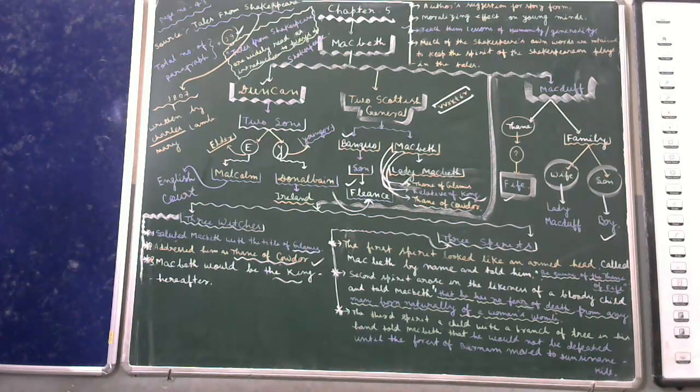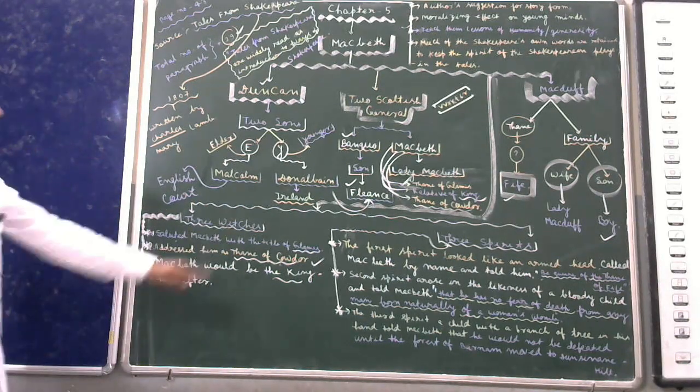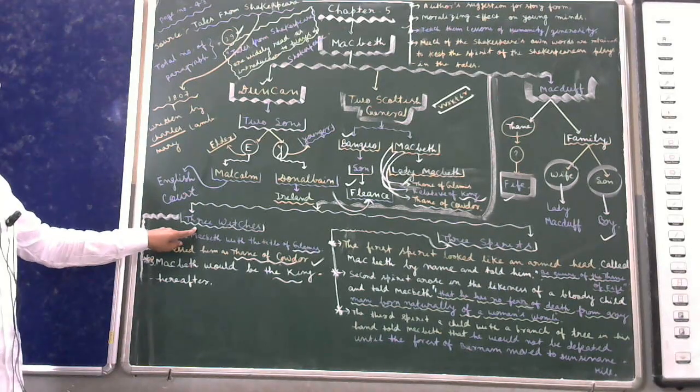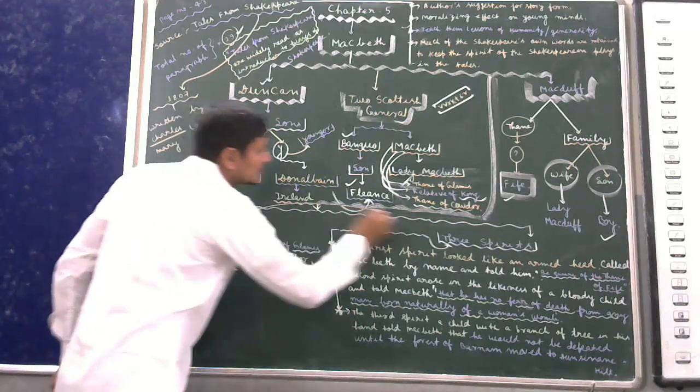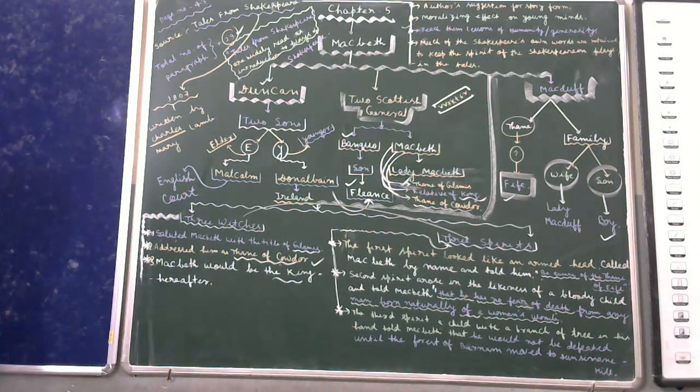After murdering Banquo, Macbeth and Lady Macbeth were both disturbed by the ghost of Banquo, and their sleep was always disturbed by the ghost. So, in order to get rid of the ghost of Banquo, Macbeth again decided to consult the three witches, the three spirits, haunted by the ghost of Banquo. Macbeth consults the weird sisters.